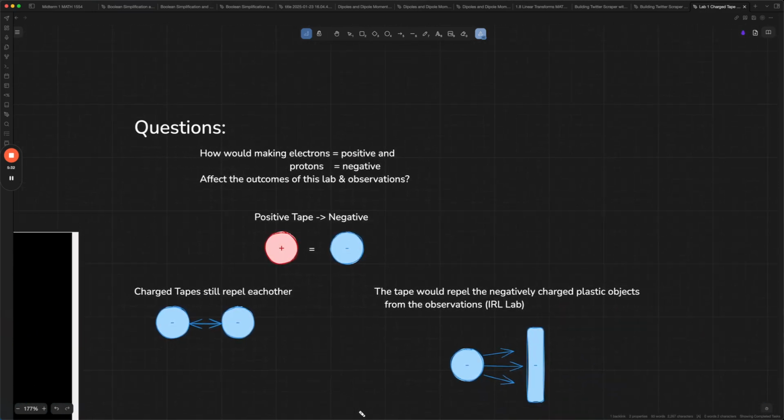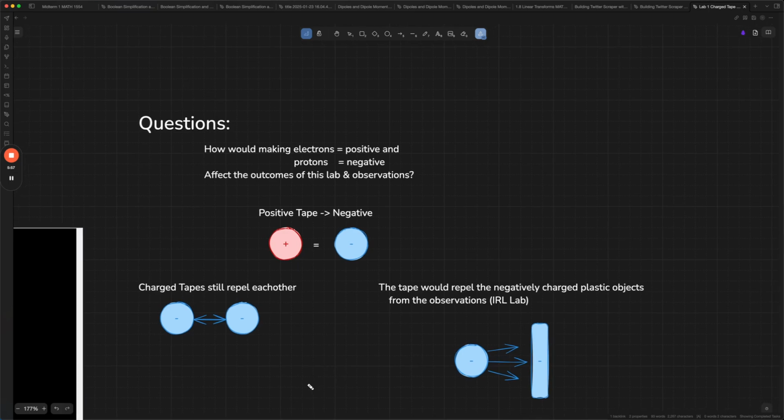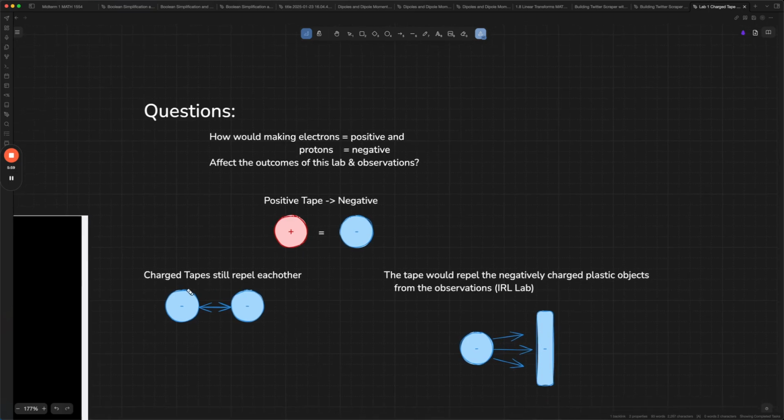Let's go over some questions. We made an observation earlier that our charged tape is positively charged because it was able to attract to a negatively charged plastic object. What would happen if we were to make that positive charge a negative charge instead? How would that affect the outcomes of this lab? And so the charged tapes would still repel because now they are both charged negatively, and these two things repel. And instead, the tape would repel negatively charged objects like the plastic we tested.